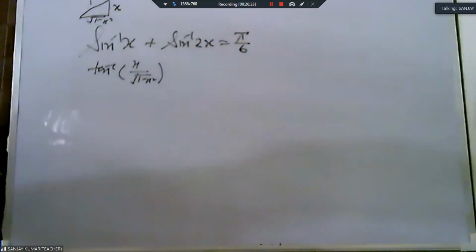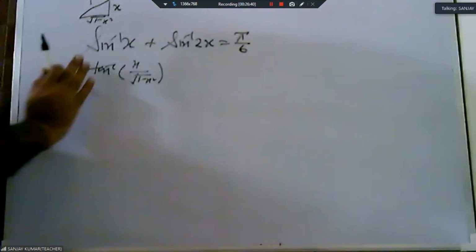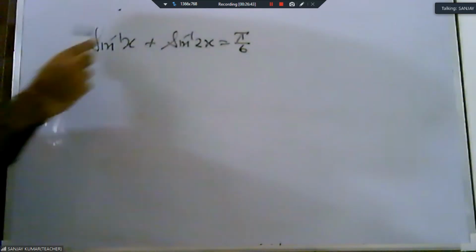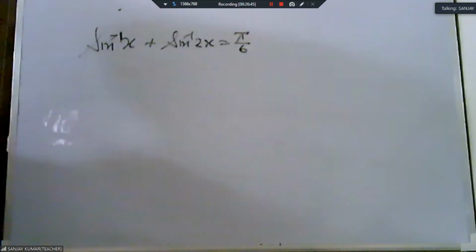You cannot apply the formula here. Okay, आप formula apply नहीं कर पाओगे. Then again you have a problem. So what we do here, देखो, this is very important. We have two methods for this type of question.